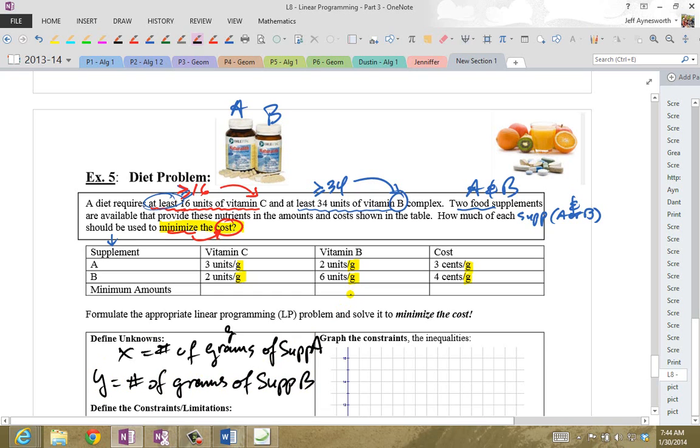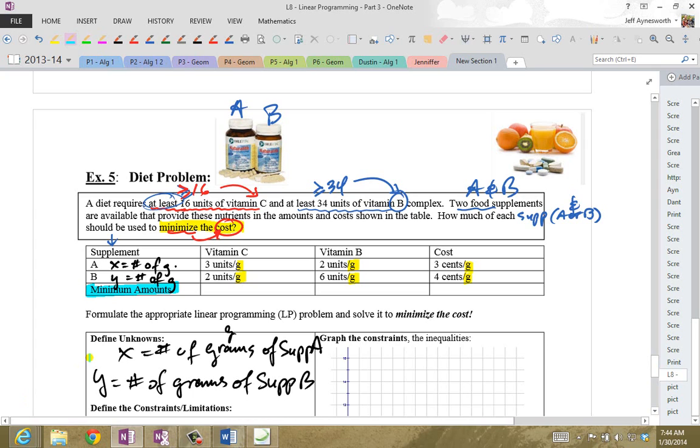And then from there, I can work through the table. I have to translate the table into some inequalities so that I can try to solve the problem. I'm also going to put the variables up here in our supplement column. X refers to the number of grams here, and Y refers to the number of grams here. I'm also going to put down our minimum requirements. Look at the bottom row. It says minimum amounts.